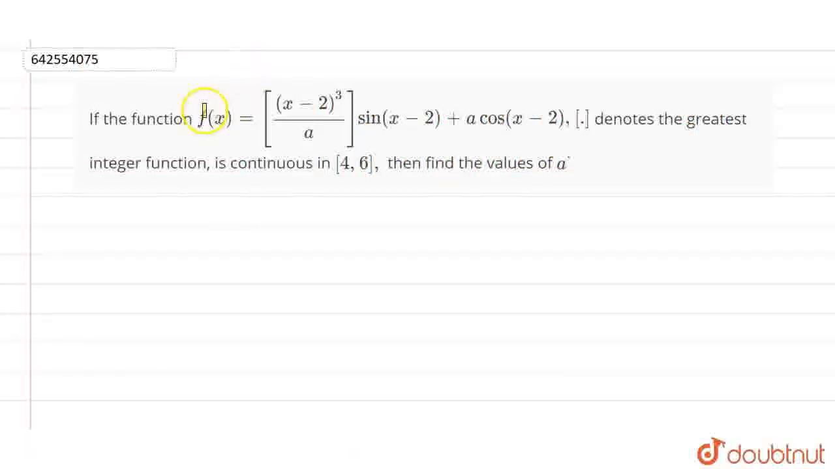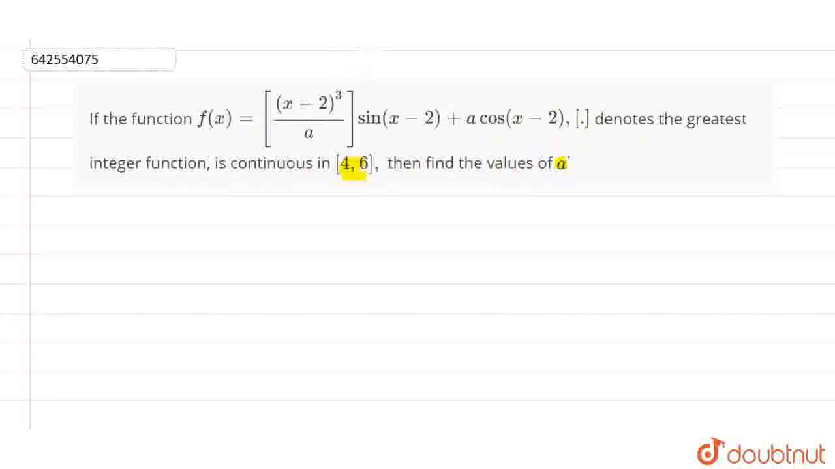Okay, so the given question here we have is: the function f(x) equals ((x minus 2) whole cube divided by a), in square brackets, which means it's a greatest integer function, times sin(x minus 2), plus a times cos(x minus 2), where this also denotes a greatest integer function. This is continuous in (4, 6). Then we have to find the values of a.